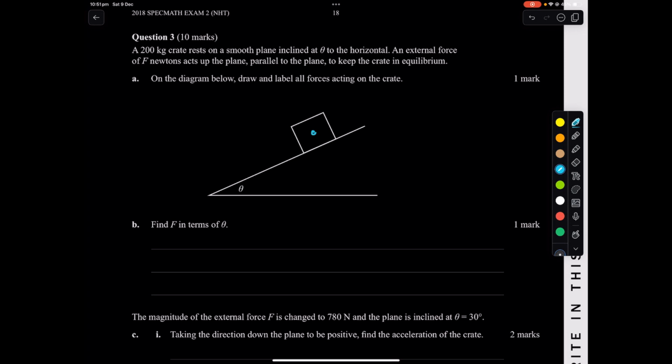Okay, of course we're going to have the force of gravity. Well, the mass is 200, so it'll be 200 g. We're also going to have a normal reaction force, acting perpendicular to the plane. That's going to be N. And remember, it says that F acts parallel to the plane and up the plane, so it's going to be like over here. And that is the value of F.